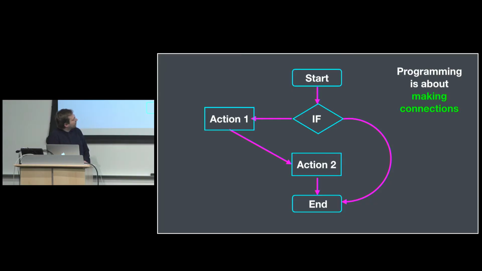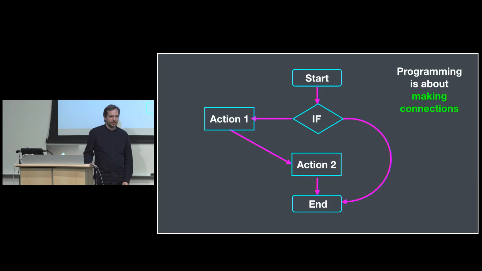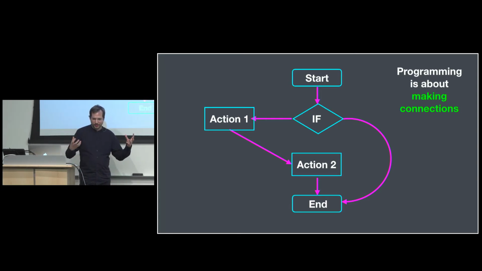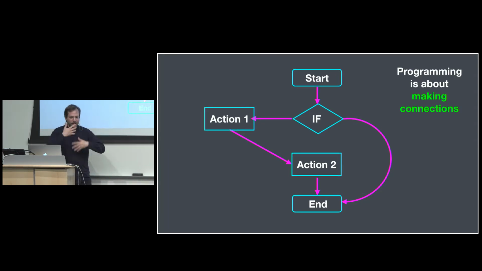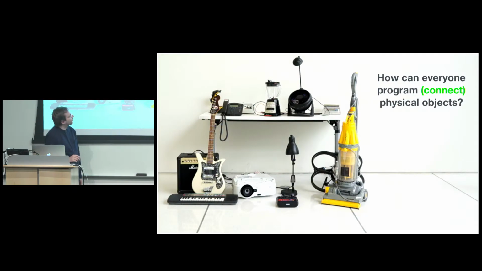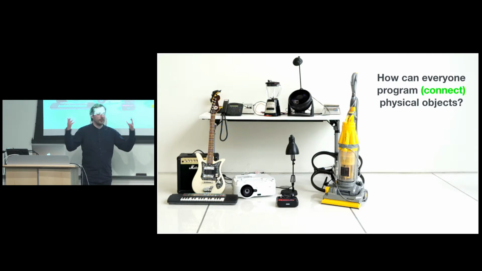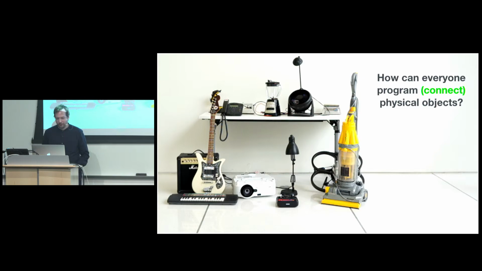Programming somehow is actually about making connections. When you write code, you have functions that have certain ideas coded into it, and you line them up and connect them, and that forms a program. Right? So it's a very simple process. And so my question here is, how can everyone program connections with physical objects around us, like all the things in the everyday life around us?